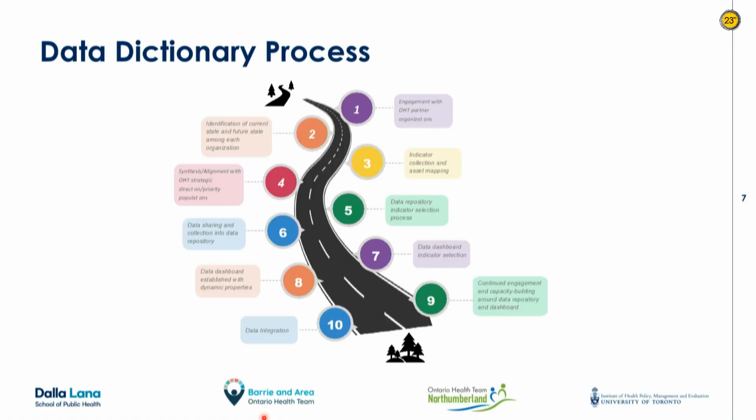The next step was actually to synthesize these collected indicators into a more concise list that aligned with the strategic priorities and priority populations within the OHT. This allowed us to have a more manageable amount of indicators to work with. And step 5 was moving on to refining and extracting a select number of indicators from the data dictionary that would be used for the data repository. This involved a lot of stakeholder collaboration within the OHT.